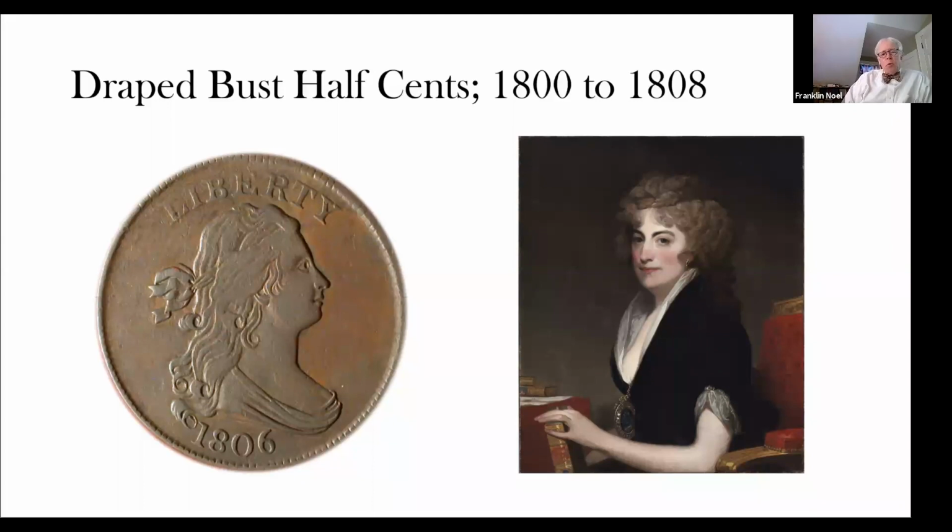Numismatic folklore maintains that Gilbert Stuart designed the portrait of liberty that appears on the draped bust coinage, and that for his model he chose vivacious Philadelphia socialite Anne Willing Bingham. The draped bust profile of liberty had first appeared 5 years earlier on the 1795 dollar.